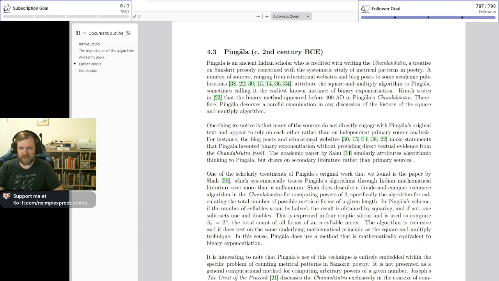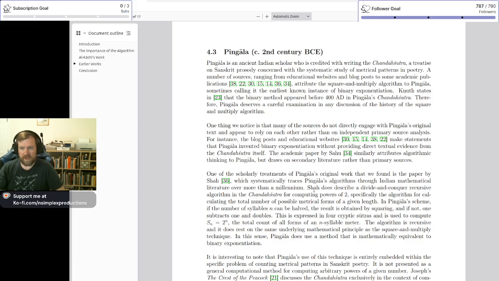For instance, blog posts and educational websites given here make statements that Pingala invented binary exponentiation without providing direct textual evidence from Chanda Sutra itself. The academic paper by Sahu similarly attributes algorithmic thinking to Pingala but draws on secondary literature rather than primary sources. One of the scholarly treatments of Pingala's original work that we found is the paper by Shah, which systematically traces Pingala's algorithms through Indian mathematical literature over more than a millennium.